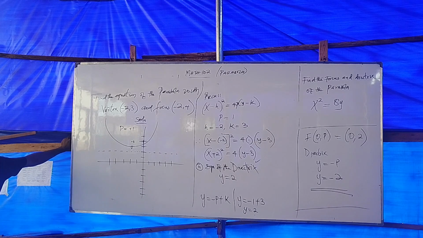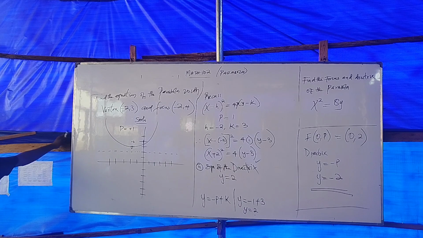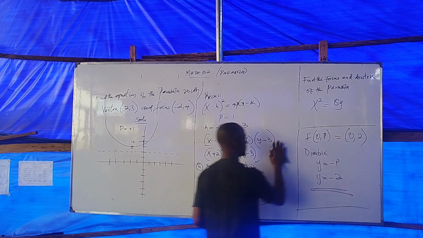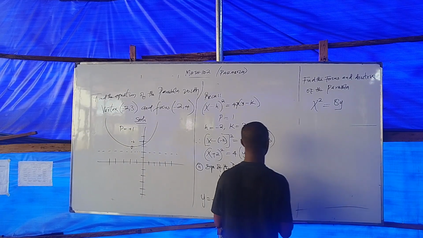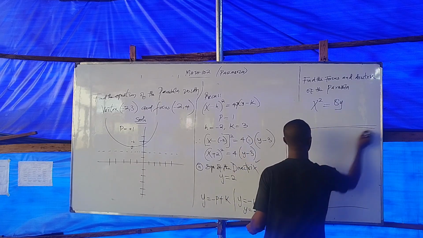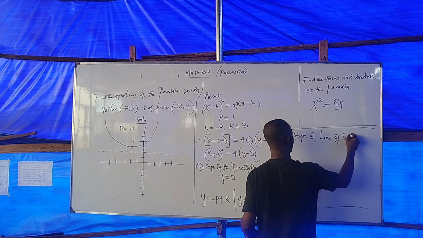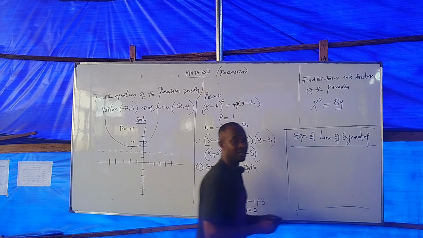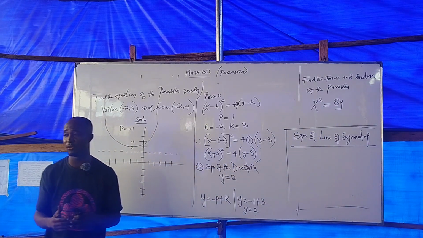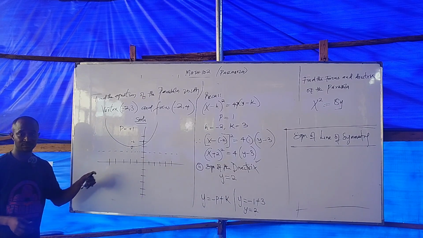What if we are asked to find the equation of the line of symmetry? Let me add it to this question. The equation of the line of symmetry. What do we say this line of symmetry is? It is a line that divides what? The curve into 2 equal parts.